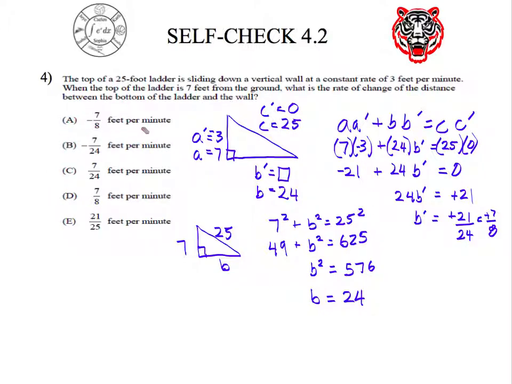And that makes sense too, because if the ladder is sliding down the wall, it needs to be sliding away from B, which means it can't be a negative. It should be a positive if it's sliding away. So the correct answer here is D.